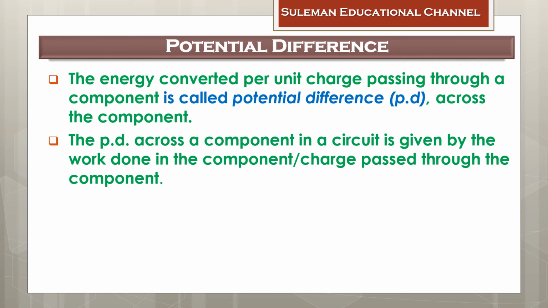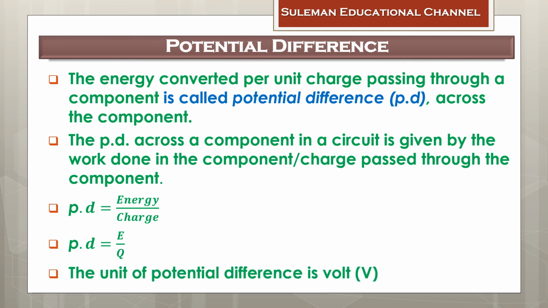The formula can be written as potential difference is equal to energy divided by charge, which can be written as P.D. is equal to E divided by Q, where P.D. is the potential difference, E is the energy, and Q is the charge. The unit of potential difference is volt, the unit of energy is joule, the unit of charge is coulomb.